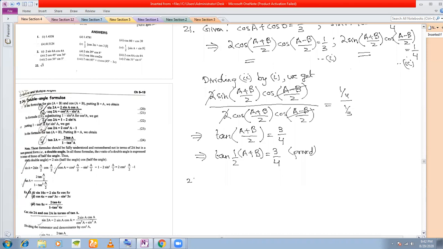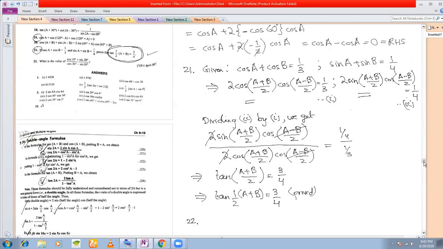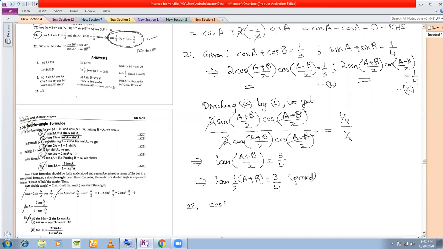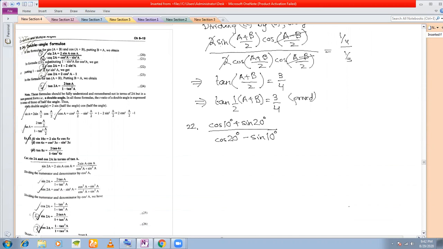And 22, the last one. The question here is, find the value of (cos 10 plus sin 20) divided by (cos 20 minus sin 10 degree). You need to find out the value of this expression. Now see, in the numerator you have cos plus sin, and in the denominator, you again have cos minus sin. Your obvious choice will be to either change both to sin or both to cos in the numerator, and same for the denominator also.